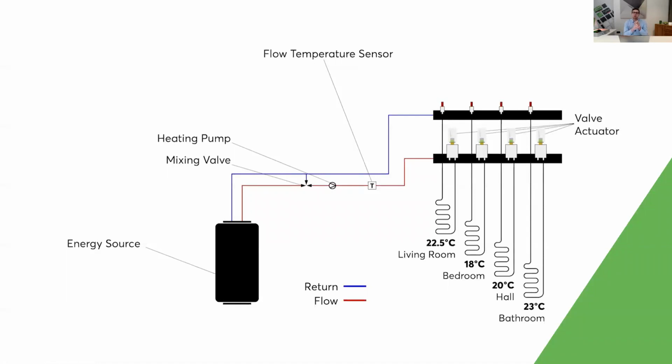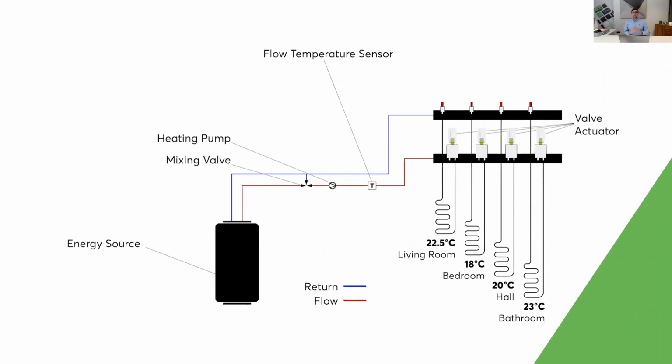It could be a gas boiler. It could be an electric immersion heater within a buffer storage tank. It could be a heat pump. Air, ground, doesn't really matter. It could be an MVHR unit that can do heating and cooling. It could be oil. It could be pure electric, so electric underfloor heating or electric radiators. It really doesn't matter. We can control all of them.